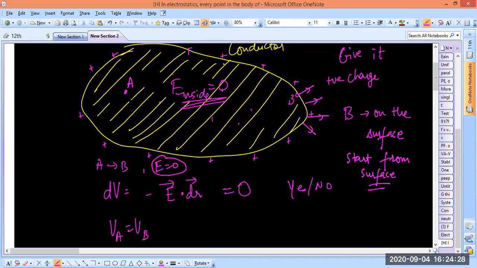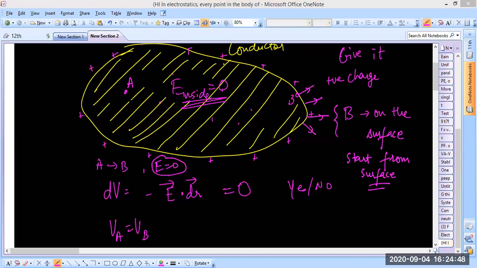This is different from the first one, right? How is it different? In the first one, I took B and A both inside. Now I'm taking A inside, but B is on the surface. Still the same logic will work, because anywhere in between A and B, there is still no electric field.